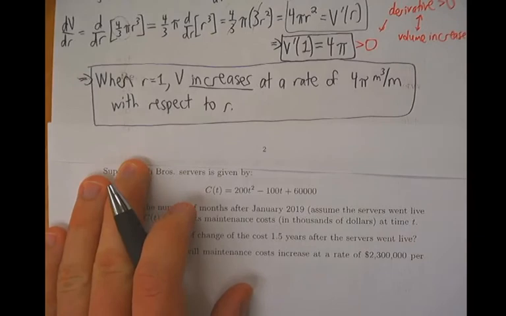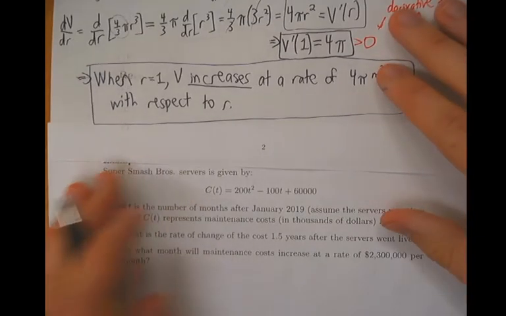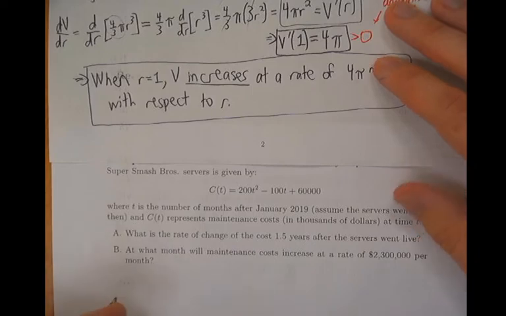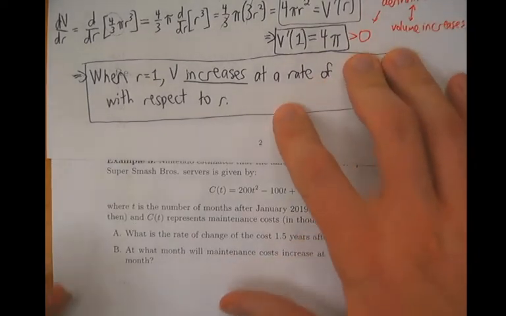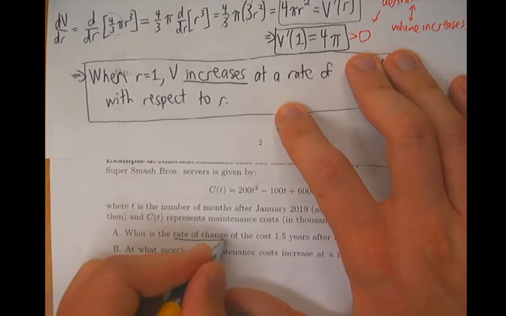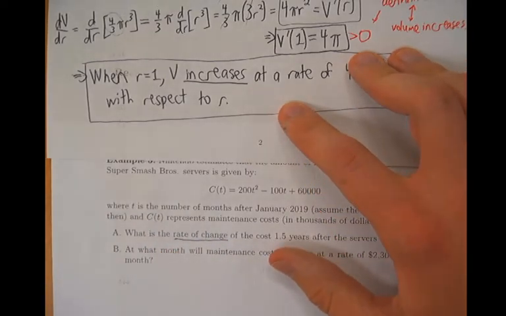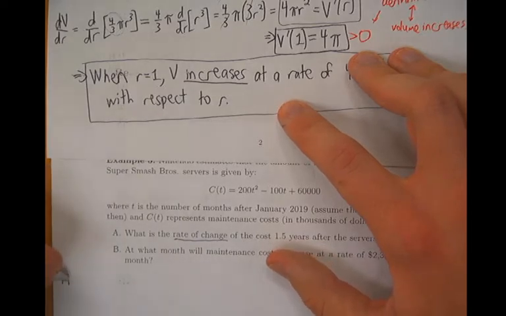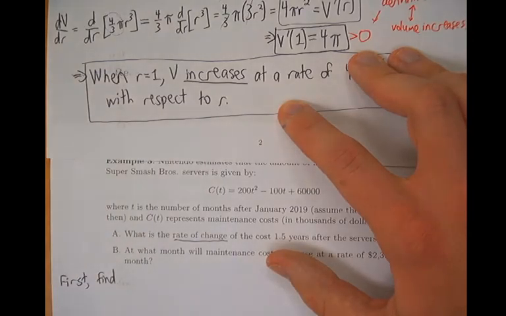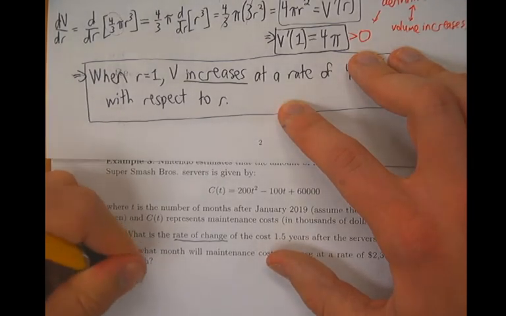Okay. So first off, we need to figure out the rate of change of the cost 1.5 years after the servers go live. If we need to find rate of change, as usual, that's a good indication that we need to find the derivative. So first, find c prime of t.